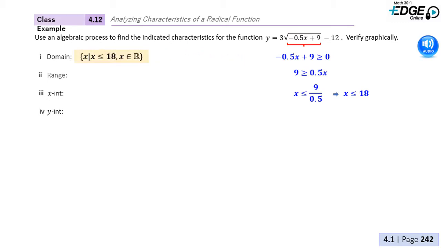So our domain is all values of x less than or equal to 18. And you can check that because the number less than 18 should make that radicand become positive. We'll confirm it graphically in a little bit.